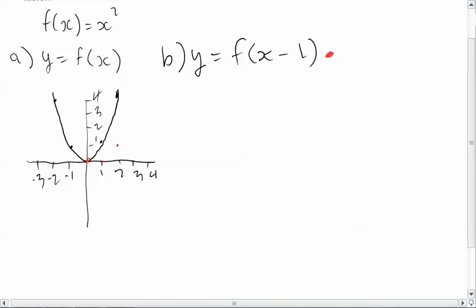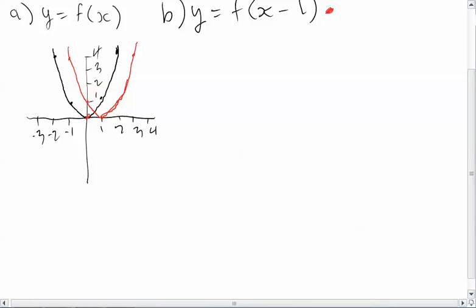1 to 1, and then 2 to 4, depending on the changed vertex. So it's going to be the same, 1 to 1, and 2 to 4. And then we're going to draw that, making sure it cuts 0 on the x-axis. And that is A and B.